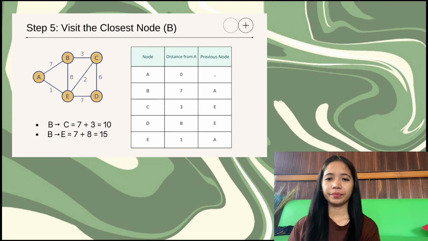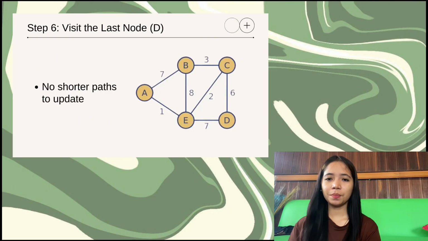Step 5. Visit the next closest node. The next closest node is B. Distance is equal to 7. From B, we update the distances to its neighbors. B to C is equal to 7 plus 3, which equals 10. Current distance to C is 3, so no update. B to E is equal to 7 plus 8, which equals 15. Current distance to E is 1, so no update. The table remains unchanged.